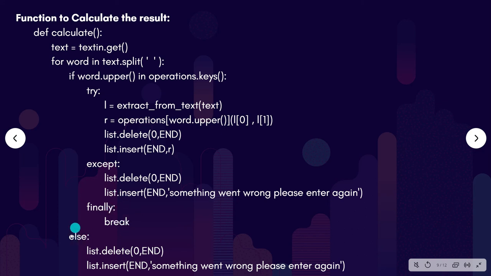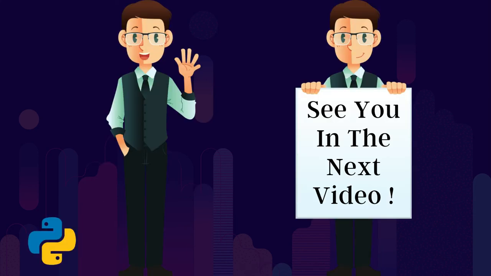And then in the else condition, if this condition fails, we will go to this else condition, and in that case also we will delete everything from the list box and then print this message, something went wrong, please enter again. So this is how we are going to build our smart calculator, and in this video I have just explained how we can implement this program. In the next video we are going to write this code together. I'll see you there.